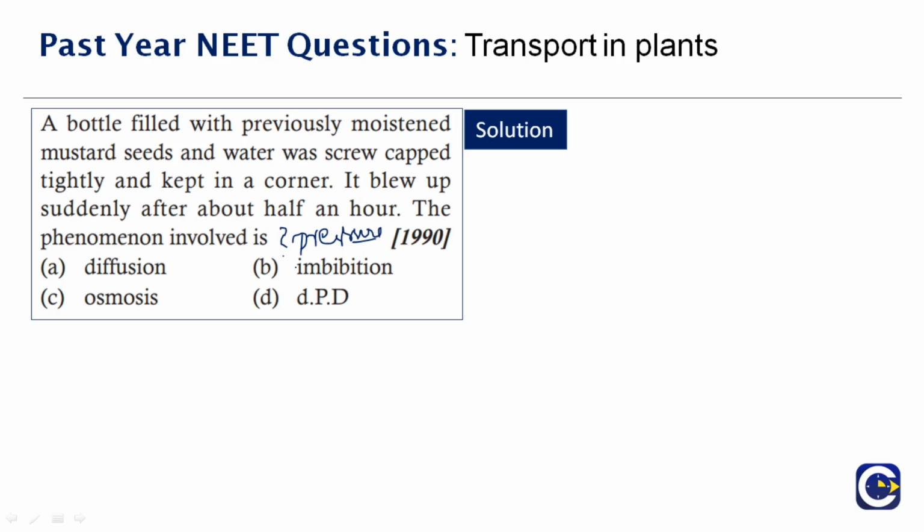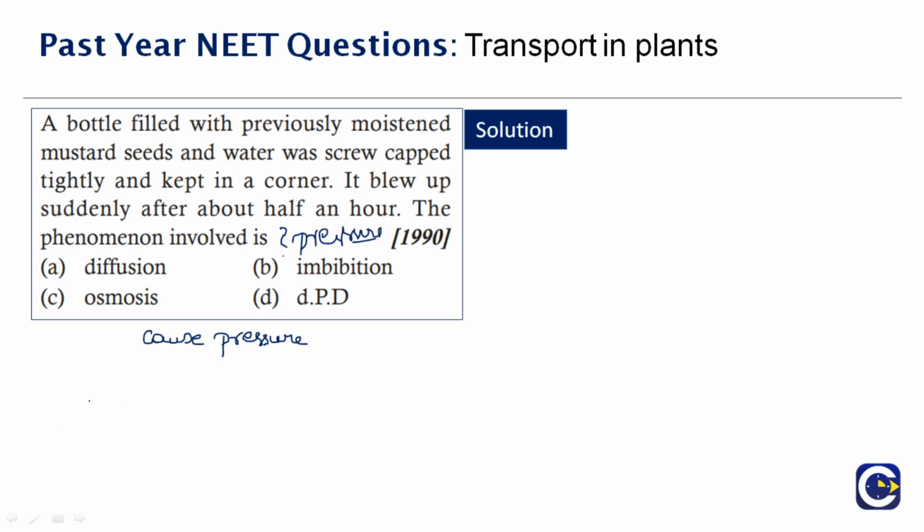So what do you mean by imbibition? What is the common meaning of imbibition? The absorption of one substance by another, or you can say the uptake of water by a plant or a seed. Now imbibition will cause pressure. So what happens when pressure is exerted from the seed? It exerts more pressure. That is why it is able to push off the screw cap.